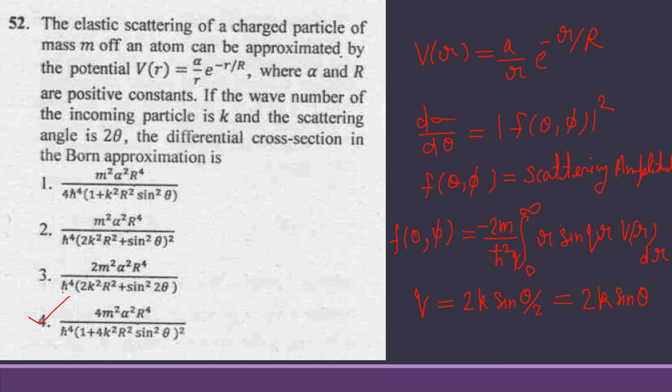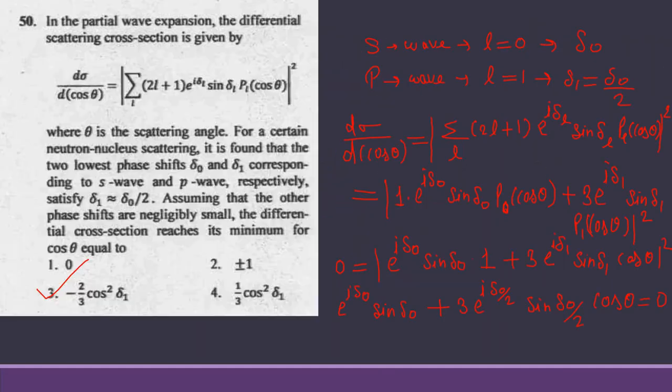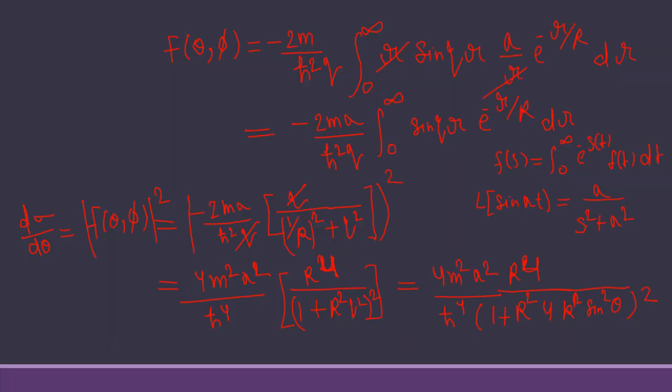Okay, I hope the solution of this question number 52 and the question number 50 will be useful for you.